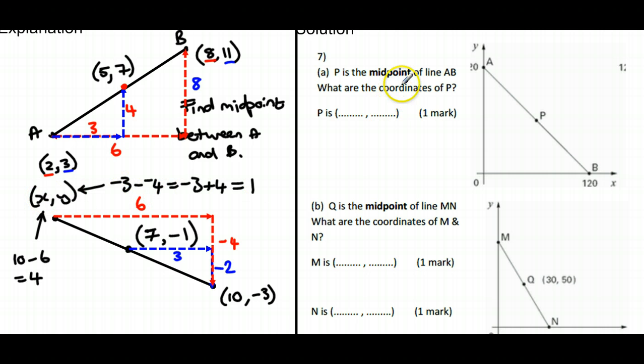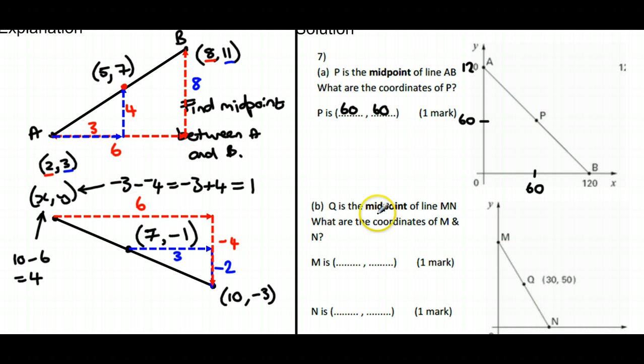Let's try and apply it to the questions on the right. So we've got a point here, that's 120, so it crosses the y-axis at 120 and the x-axis at 120. Work out the coordinate of the midpoint. So we need to work out halfway along the x-axis and halfway along the y-axis, and both of those points are 60.